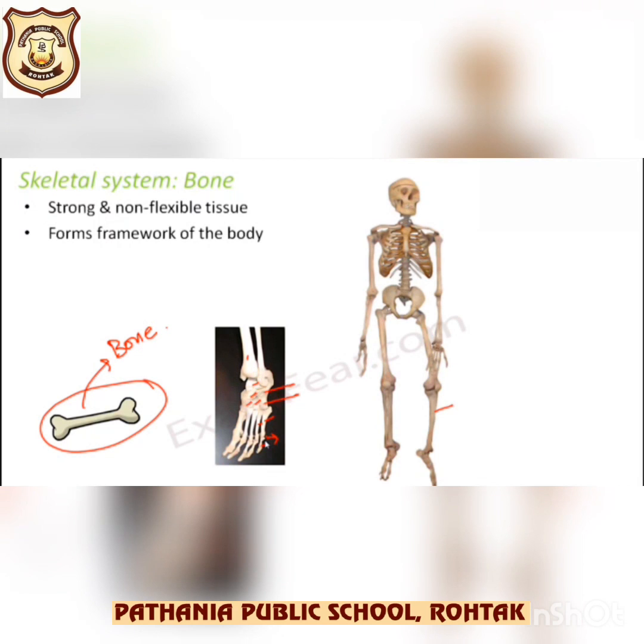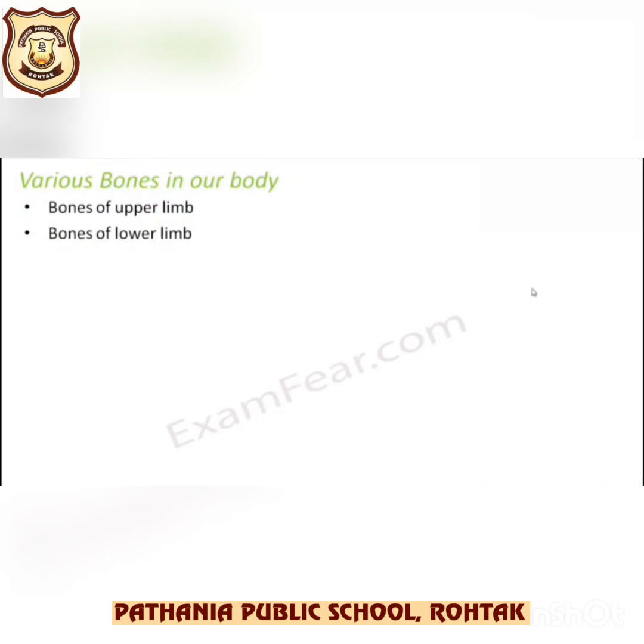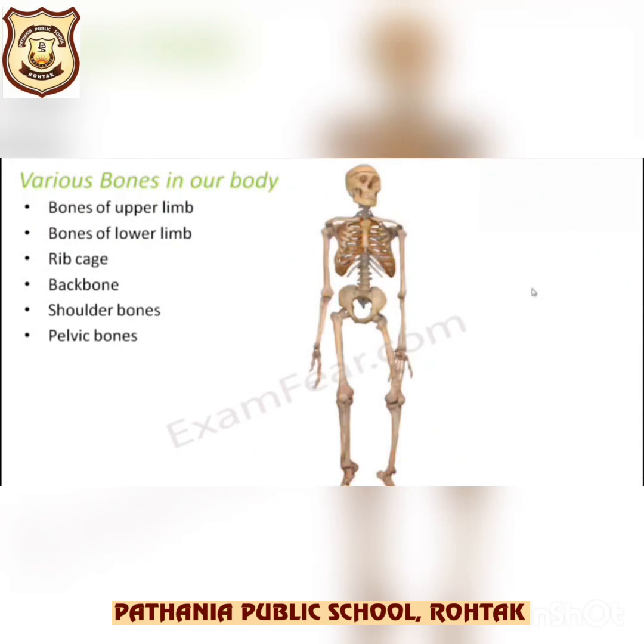So the first part is bone. It is a strong and non-flexible tissue, right? It forms a framework of the body, and as I told you, in an adult there are 206 bones. So various bones are present in our body: bones of the upper limb, bones of the lower limb, rib cage, backbone, shoulder bones, pelvic bones. These are the upper limbs, as you can see in the picture, and in the lower limbs, the bones of your legs come, right? So these are the lower limbs.